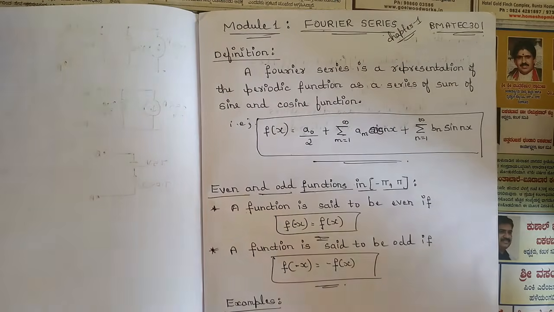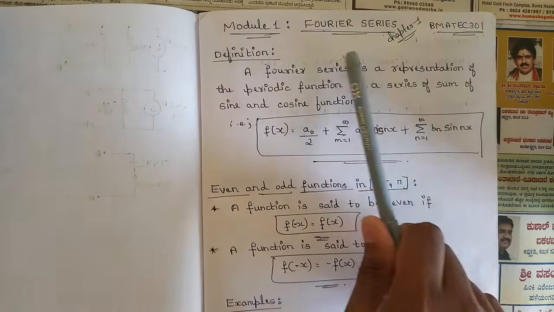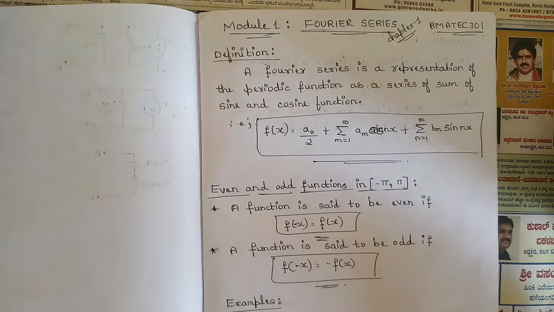So hello everyone. Today I'm taking the session for mathematics for EC engineers. The subject code is BMAT EC 301 and I'm starting with the first module, which is Fourier Series and Practical Harmonic Analysis. So Fourier Series is the first chapter of this module.